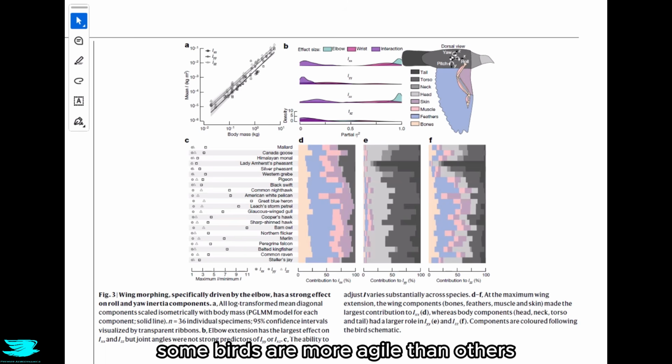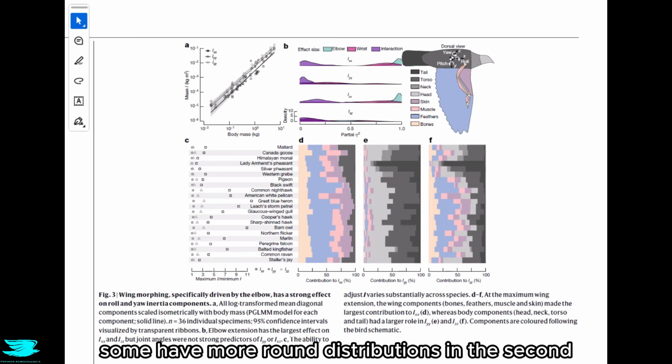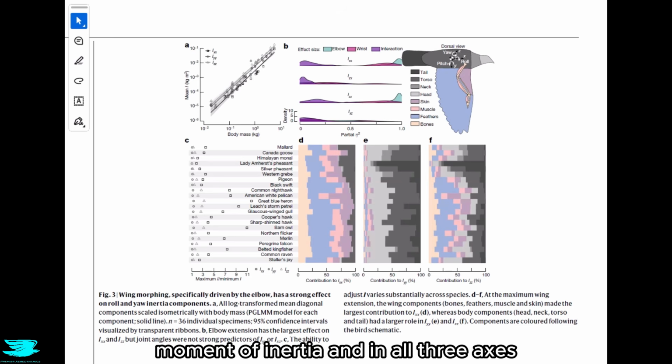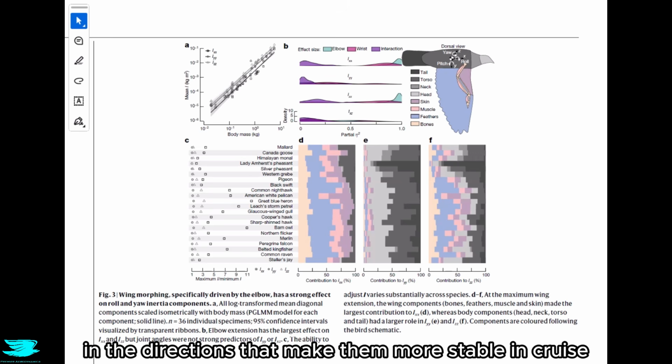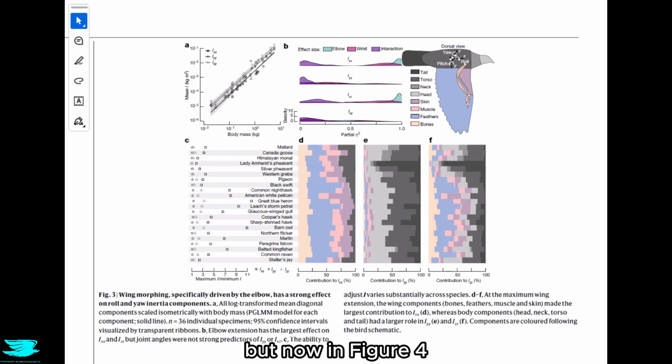So that data alone indicates why some birds are more agile than others. Some have more rounded distributions in the second moment of inertias in all three axes, which makes them more agile overall. Other birds, particularly large birds, are much more stable in certain directions more than others, and usually in the directions that make them more stable in cruise.